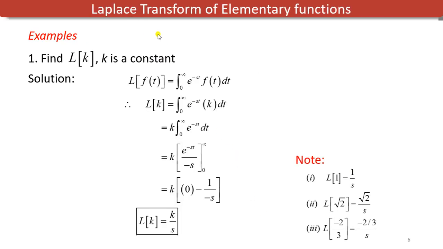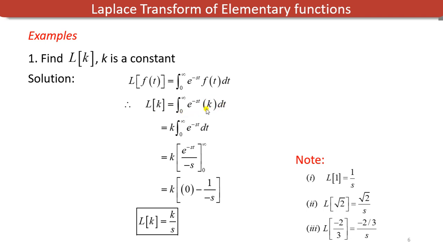Now we see Laplace transform of some elementary functions. First example, find L of k where k is a constant. We see the answer. By definition, L of f of t is equal to integral 0 to infinity e power minus st f of t dt. Therefore, we can substitute f of t is equal to k, then we can get integral 0 to infinity e power minus st k dt.